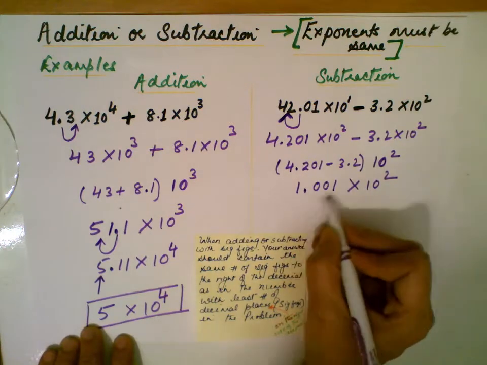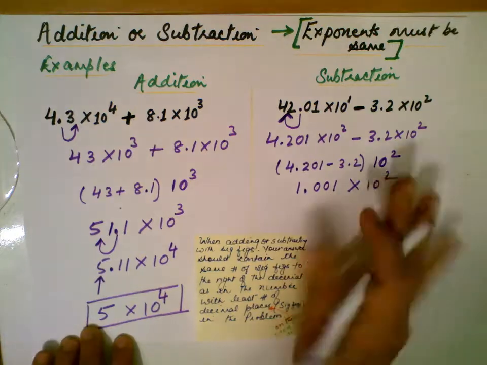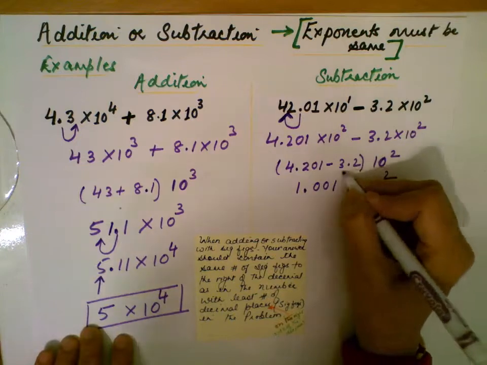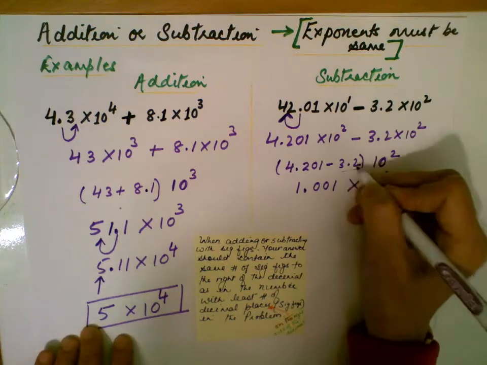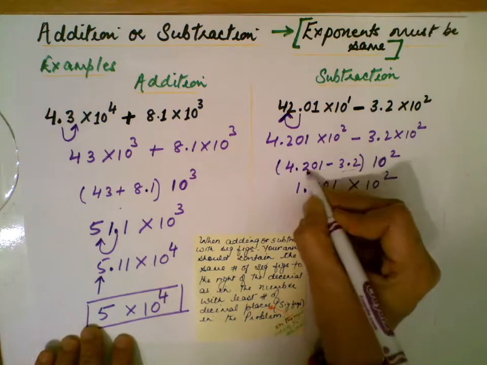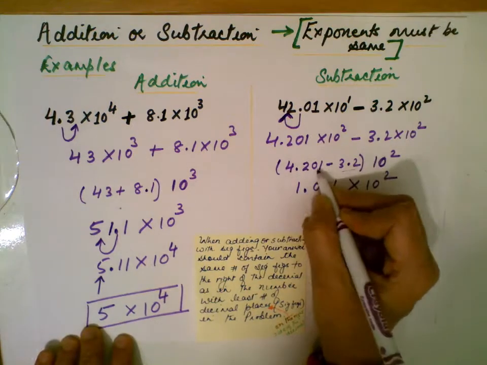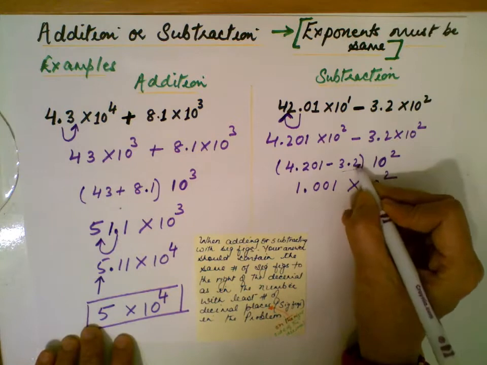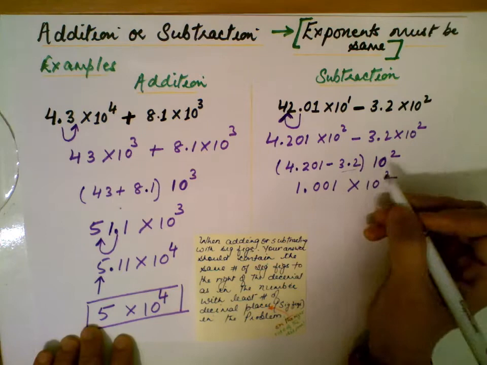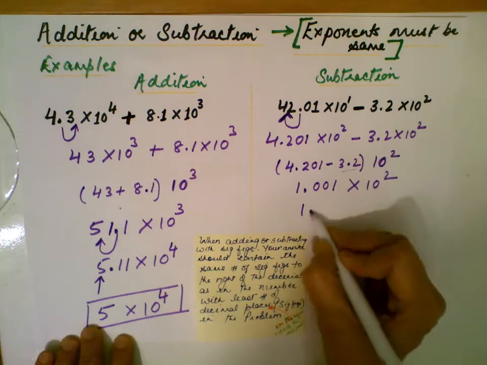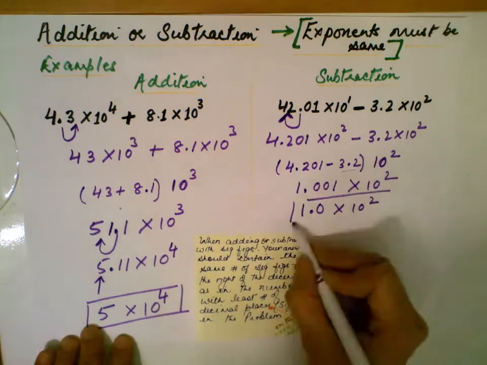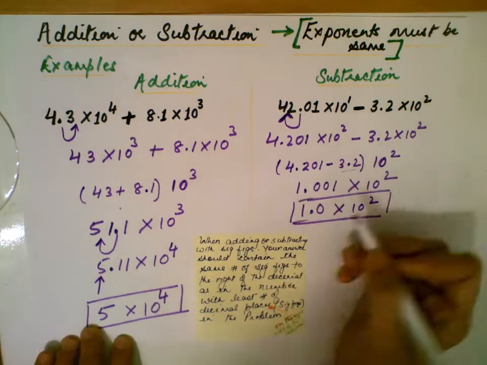However, this is not correct significant figures for this problem. So look here, this one, 3.2, has one decimal place to the right of the decimal, and this one has 1, 2, 3 decimal places. So my answer should not have more than one decimal place to the right of the decimal. So when I do that, I'm going to get 1.0 times 10 to power 2. This is the final answer with the correct sig figs.